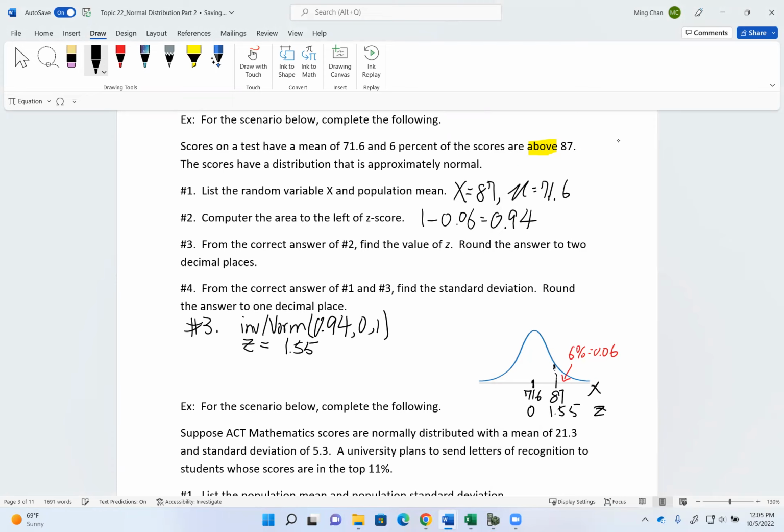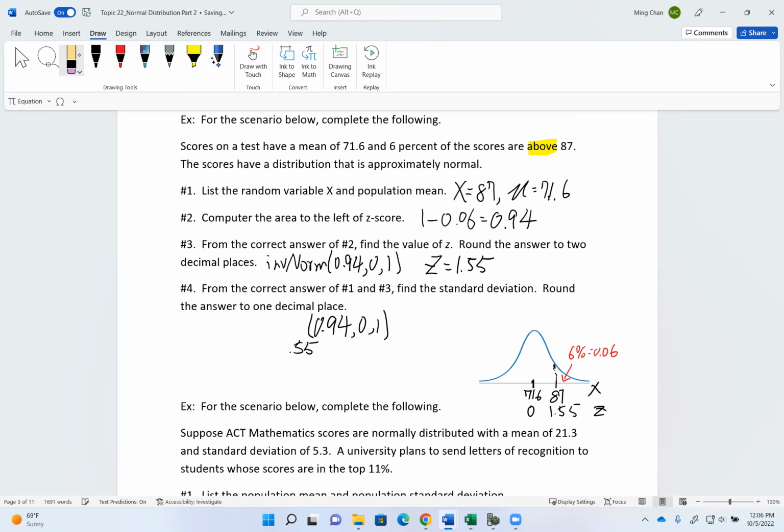That's a random variable x. So number 4, from the answer in number 1 and 3, find the standard deviation. So this problem will actually want me to find the standard deviation. For number 4, you know what? Let me erase this. I'm gonna move up here so I can have more space. So for number 3 is inverse norm 0.94, comma 0, comma 1. So my z-score equals 1.55.